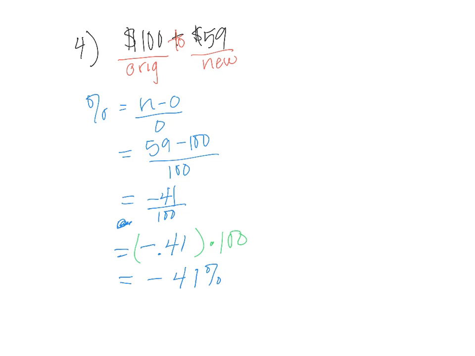You can also see the percent here. Remember, a percent is any number over 100. So you could have simply written this as negative 41% from this stage. Okay, notice I am working down my paper, not across my paper. Nice and easy steps. Okay, moving on to problem number 5.